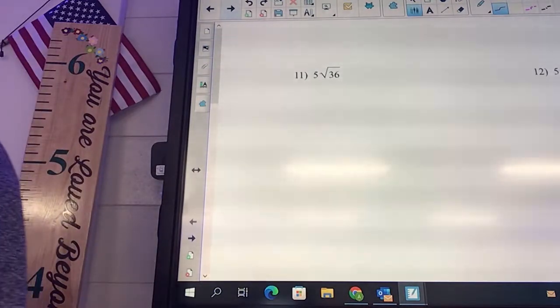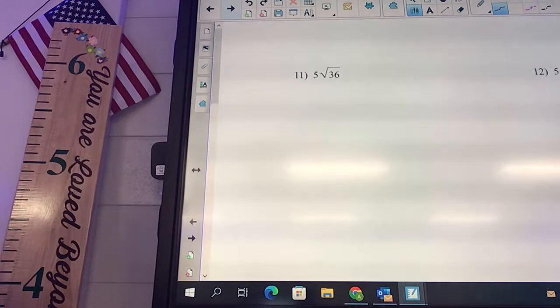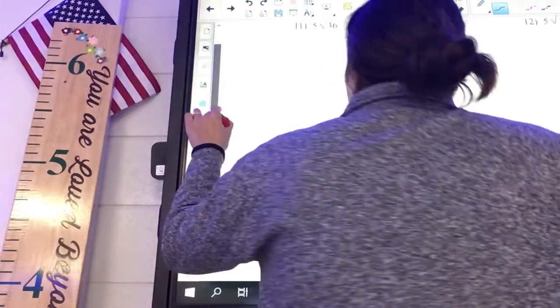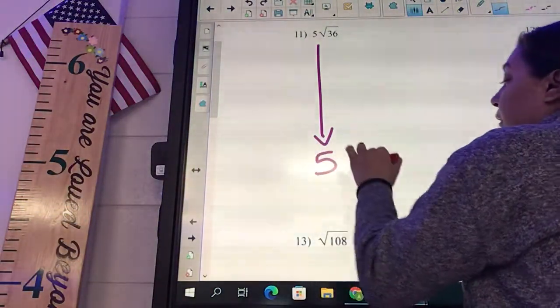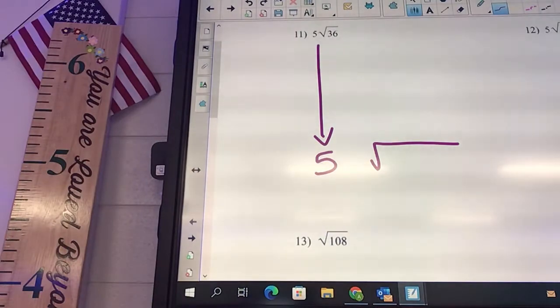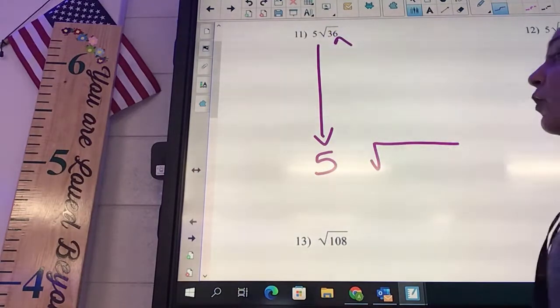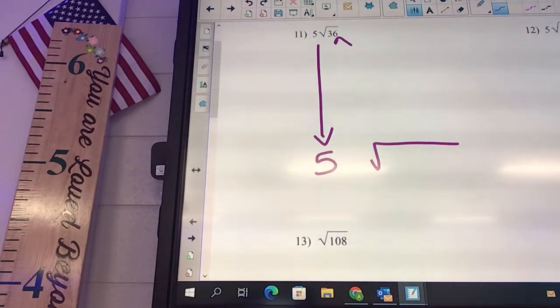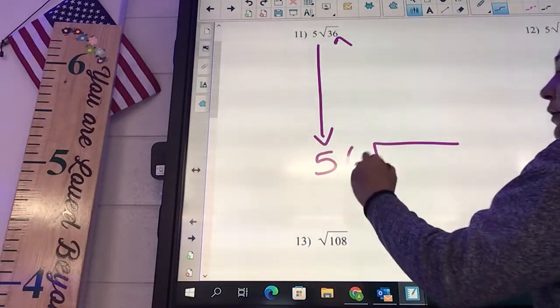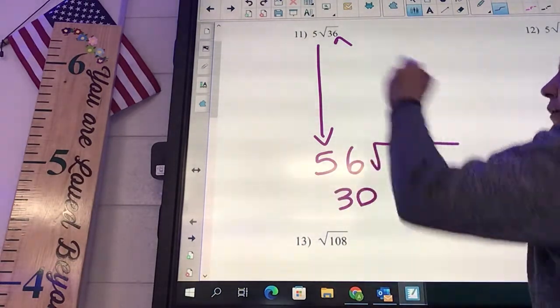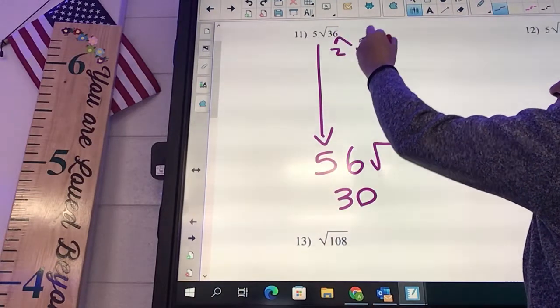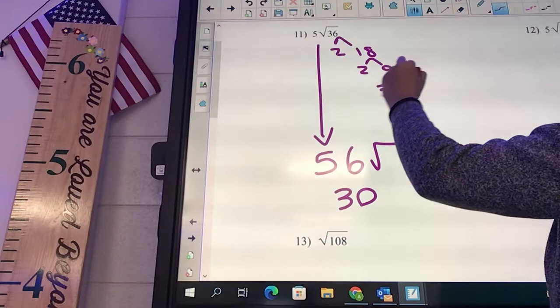Okay, what do we need to do first? Drop down to 5. Okay, when there's a number on the outside, that should be the first thing that you do. So we got 5 and the radical. What's the square root of 36? Or factors of 36? We already know that the square root of 36 is what? 6. It's 6, right? So, but if you need to do the factoring, go ahead. Okay, your answer, I can tell you right now, there should be a 6 on the outside and it should be a 30, but let's see if that happens. So, 2 and 18, 2 and 9, 3 and 3.